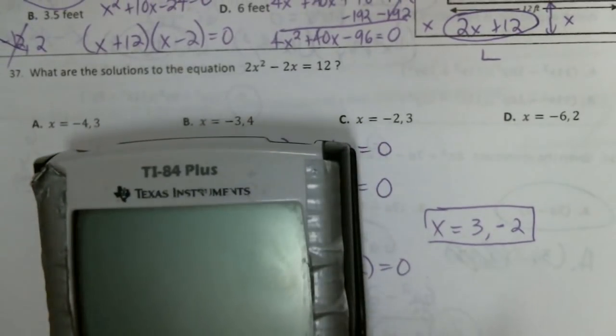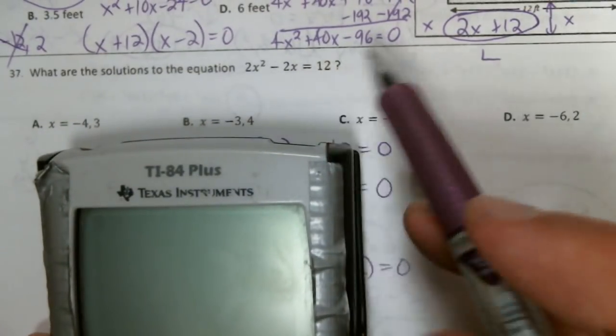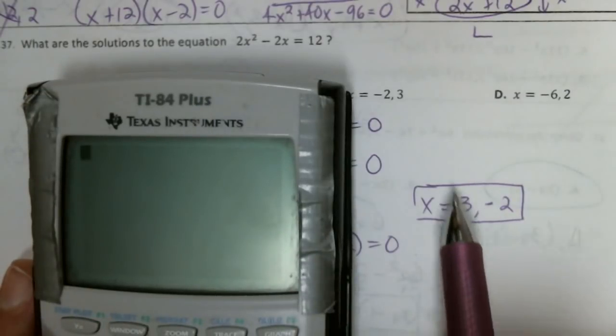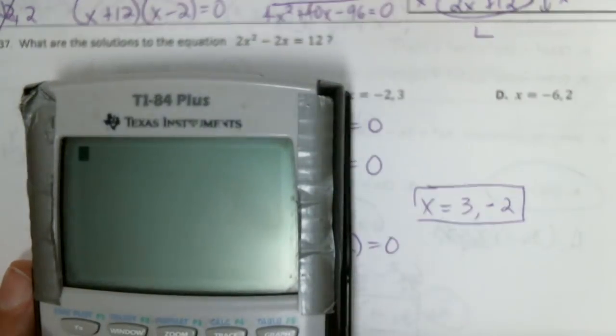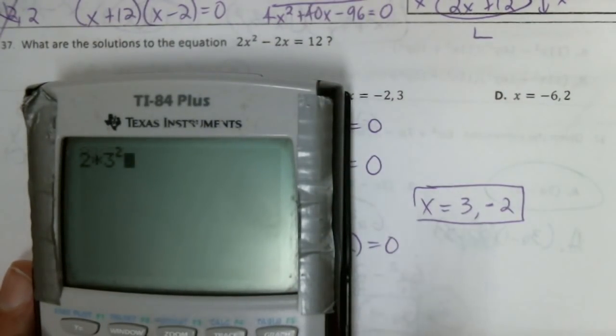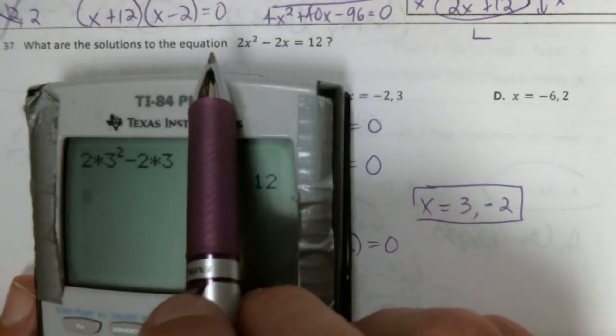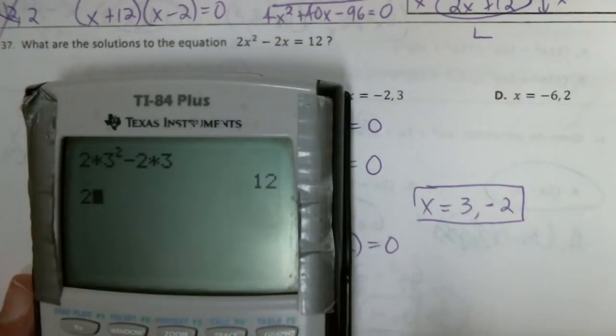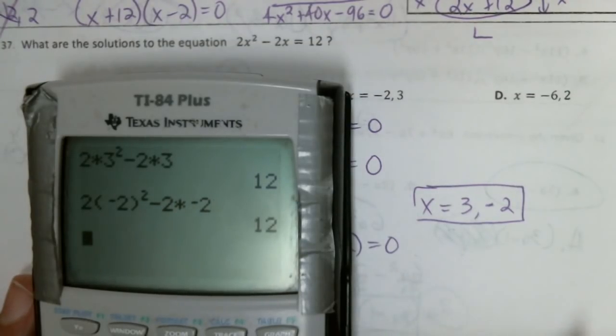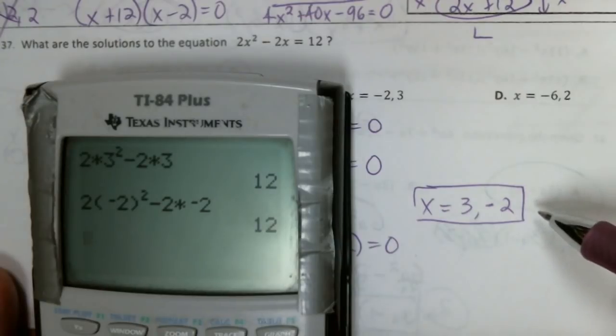So now the trick I'm going to use is to plug this in and see if the left side equals the right side. If I plug in a 3 for x, I've got 2 times 3 squared minus 2 times 3. Does that equal 12? There you go. If I plug in a negative 2, now don't miss this, guys, I've got to put the negative 2 in parentheses. 2 times negative 2 squared minus 2 times negative 2. And guess what? That still equals 12. So that's how you can check.